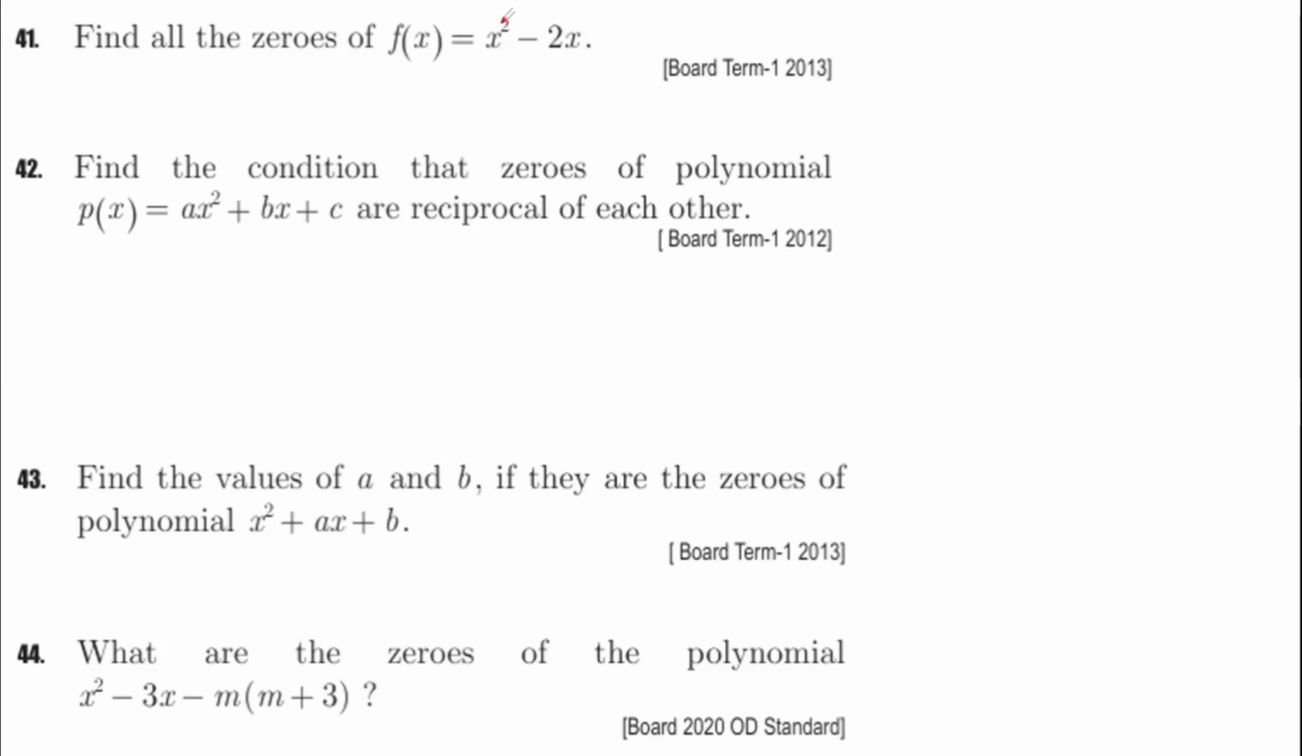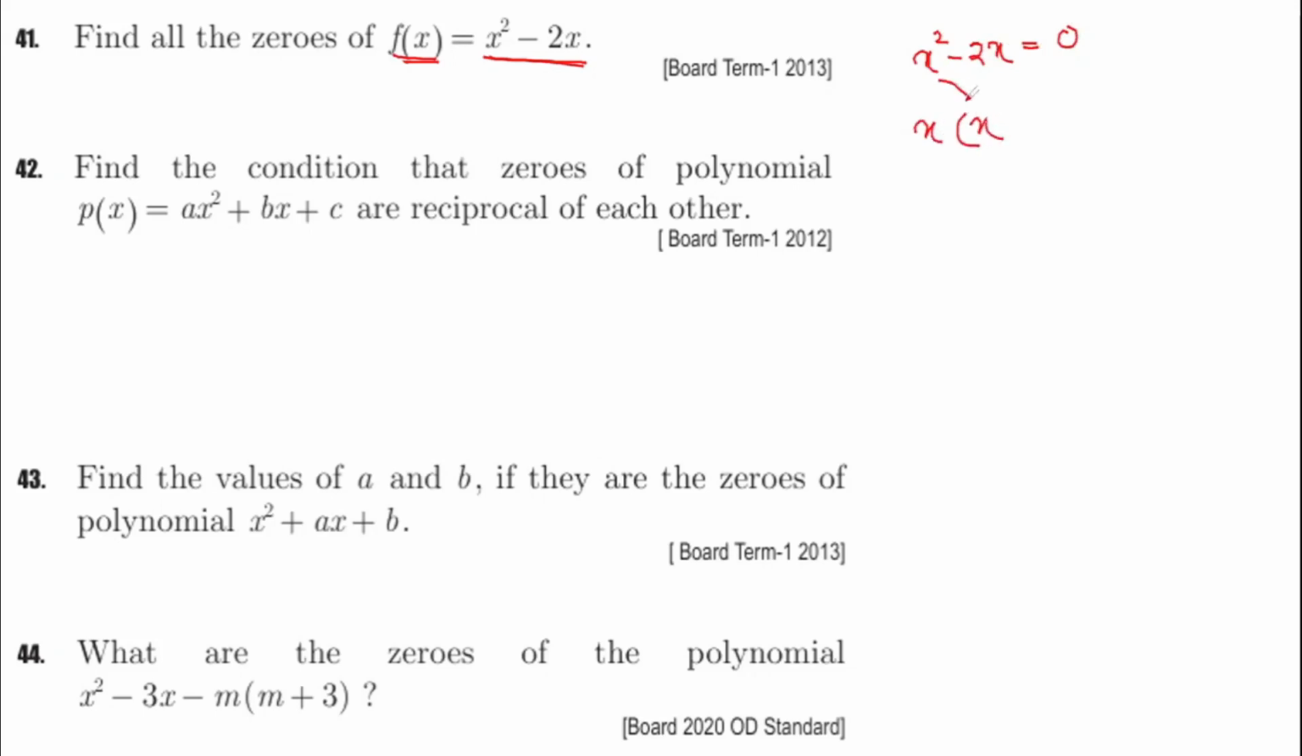So, the first question is here. Find all the zeros of a polynomial f of x, which is given that x square minus 2x. Now we know that to get the zeros of a polynomial, what are we to do? We have to equate that polynomial to 0. Okay? Now if we take x common from here, so what do we have?